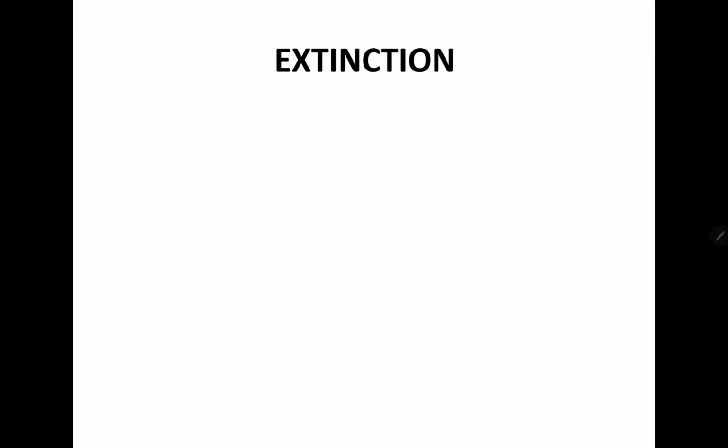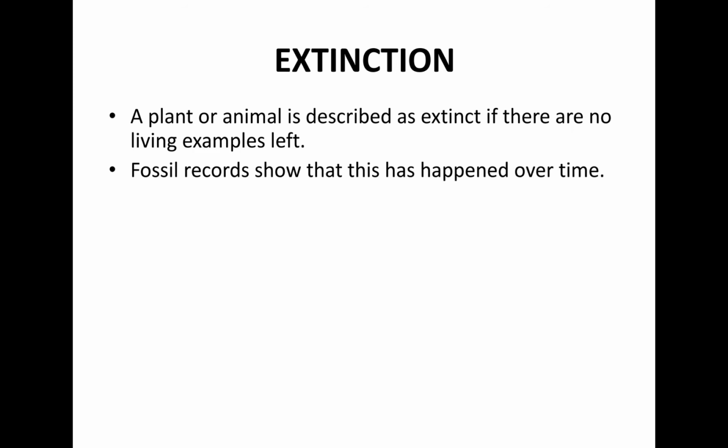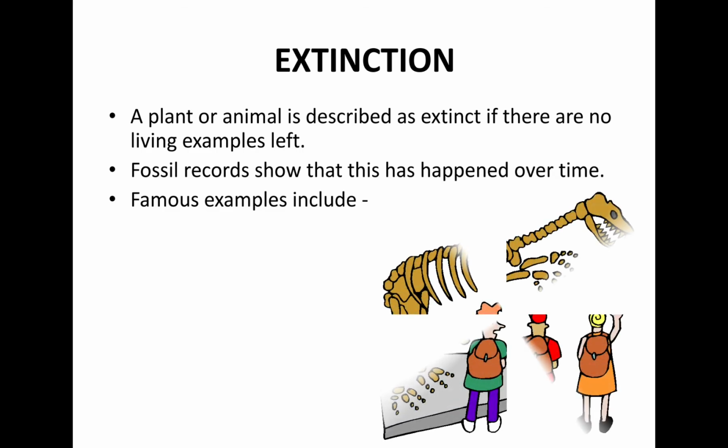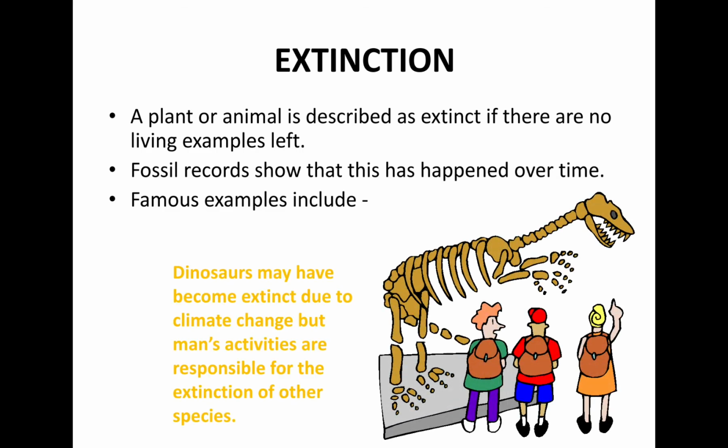So, as we've already said, if a plant or animal is described as extinct, there are no more living examples, and fossil records show that. We've talked about some of the reasons of how this has happened, and a famous example would be dinosaurs. They probably became extinct due to climate change, but the activity of the human race is responsible for the extinction of many species, and that's probably the biggest factor in modern times.